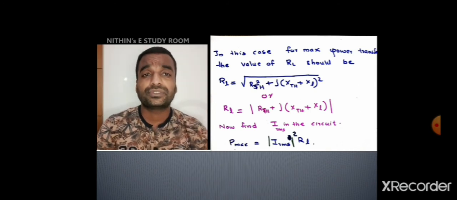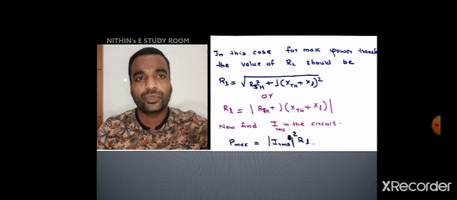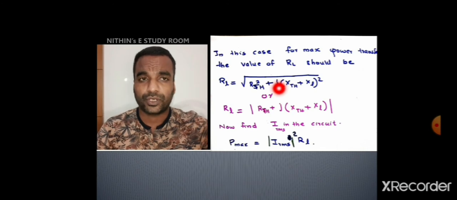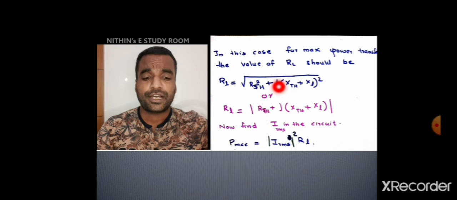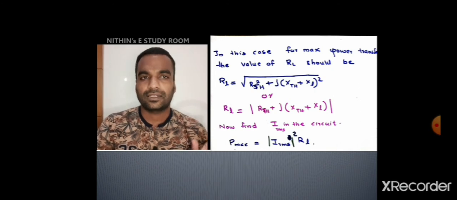And you have to select the particular magnitude of that vector. That's why you are doing this step. You have to take the square root of R Thevenin square plus, you don't use this J, it is not needed, plus X Thevenin plus XL square. As it is magnitude, you have to use the square root of both the components, that is R Thevenin square plus X Thevenin plus XL square. J is not needed. Now you got the RL value.